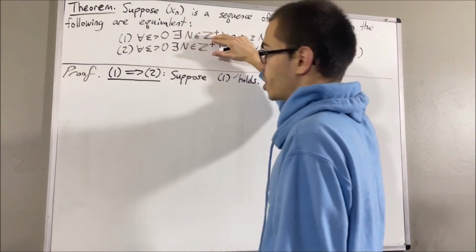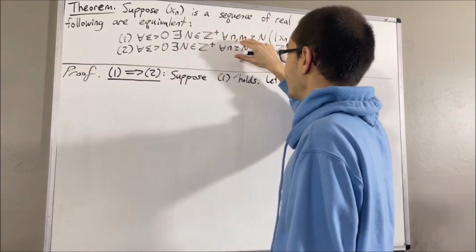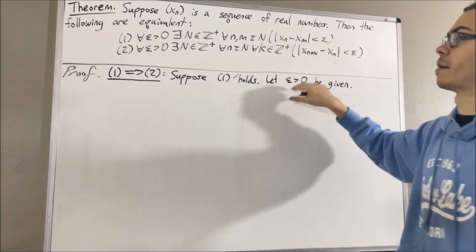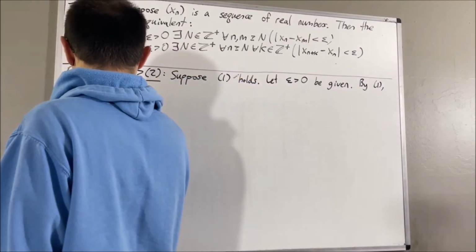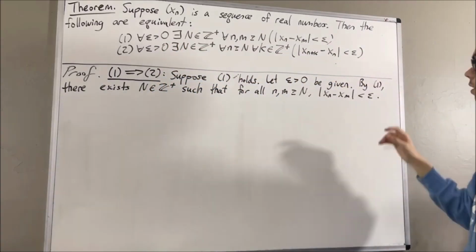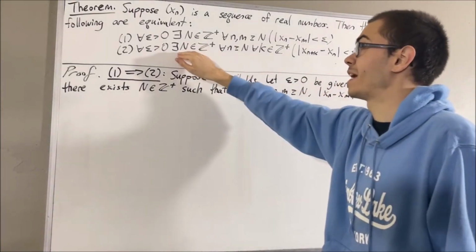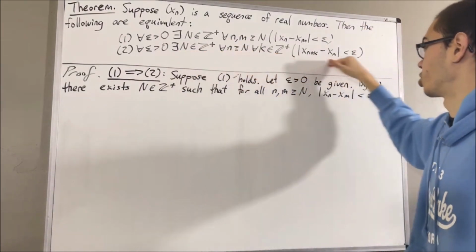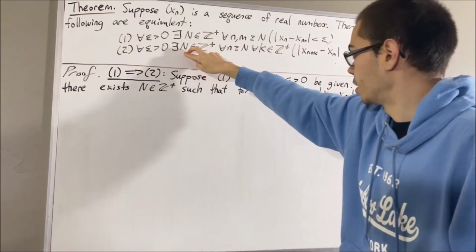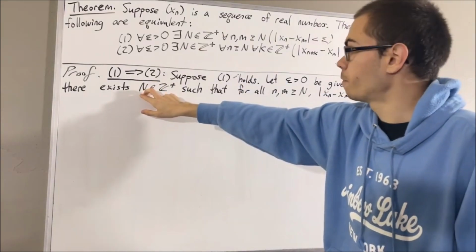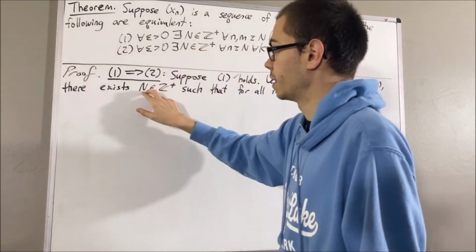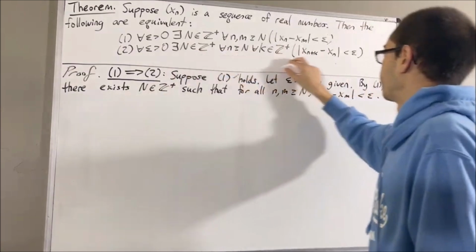So there exists a positive integer capital N such that for all n and m greater than or equal to capital N, the absolute value of xn minus xm is less than epsilon. Now remember, the whole goal is to find a positive integer capital N such that this is true. And the claim is that if we take this positive integer to be the capital N we have in our proof, then this statement will be true. So taking capital N to be this capital N, let's prove that this statement is true.